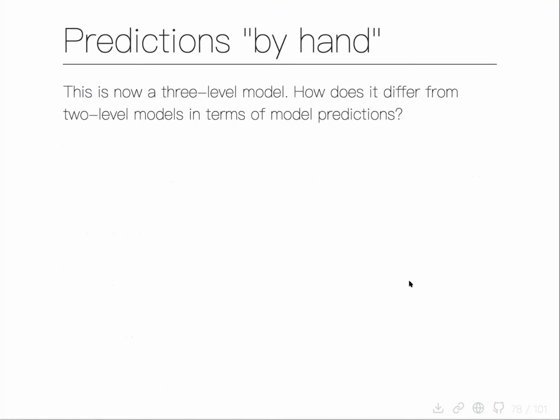Okay. All right, so this is now a three-level model. How does it differ from two-level models in terms of our model predictions? Any ideas? If we were going to make a prediction for a given student by hand, what would we have to do relative to a two-level model? Adding a random value for the school. Exactly. You'd have the random values for the student added in there, but you would also have to add those random values for the school.